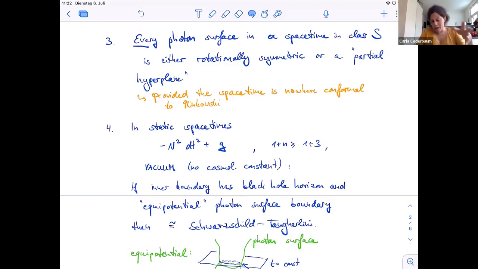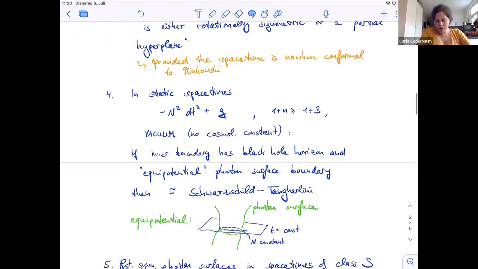then this is also a photon surface by symmetry. And this happens in all these spacetimes in class S, and we can show that every photon surface is either rotationally symmetric or such a partial hyperplane, provided that the spacetime is nowhere conformal to Minkowski. Being conformal to Minkowski, meaning having the same angles as in Minkowski, is problematic, because in Minkowski, you have the photon surfaces, which are all time-like planes and all time-like one-sheeted hyperboloids, and they can be translated, and we cannot account for this translation in this conformal picture. That's why we have to make this orange restriction.